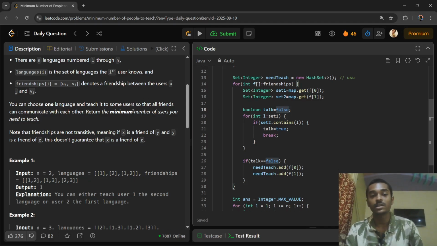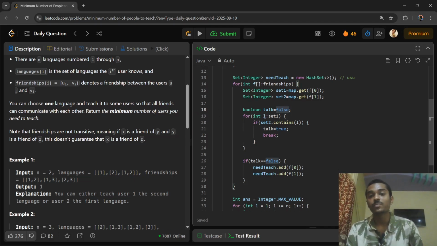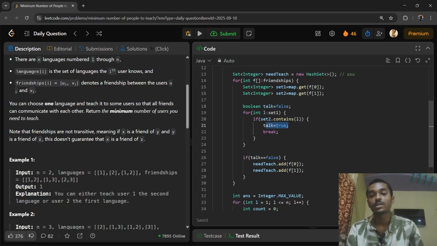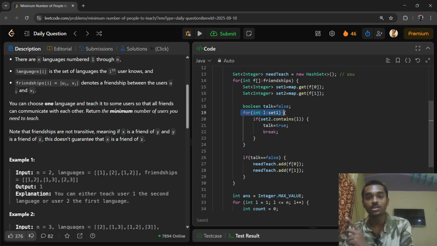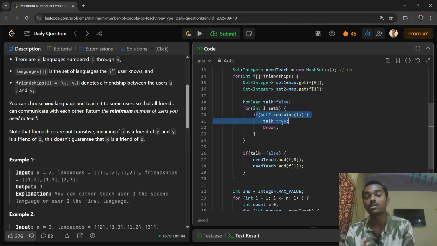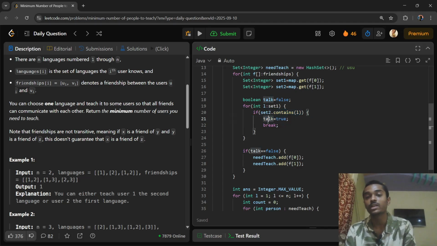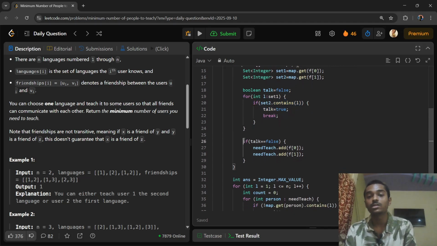We are assuming that user u and v can't talk. We just need to check if any language that is known by user 1 is also known by user 2, then we set it to true, they can talk. So we are traversing set 1, every language, to see if any one language is known by user 2. If so, talk is true, they can talk.